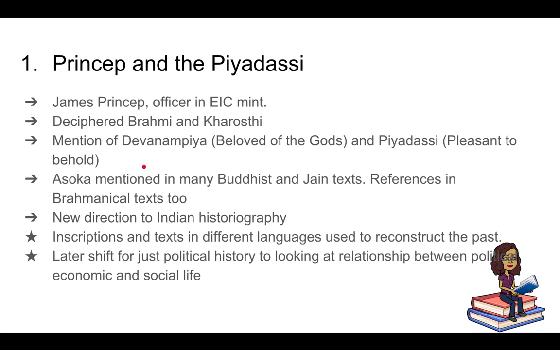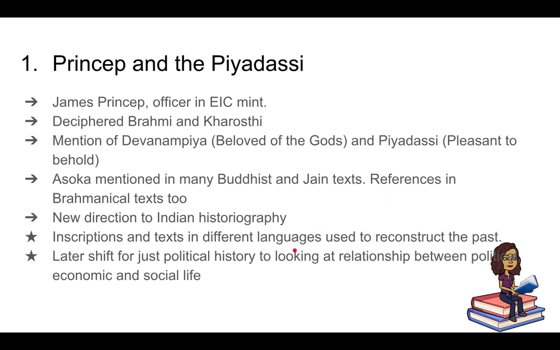Now, Ashoka is also mentioned in many Buddhist and Jain texts, and here also the Devanampiya and Piyadassi titles have been used for him. So, this is what helped us come to this conclusion. There are some references to Ashoka in Brahminical texts as well. Now, the decipherment of Brahmi and Kharosthi also gave a new direction to Indian historiography.